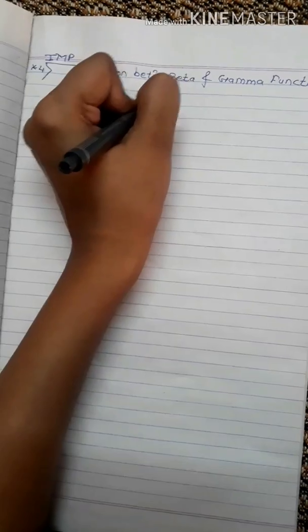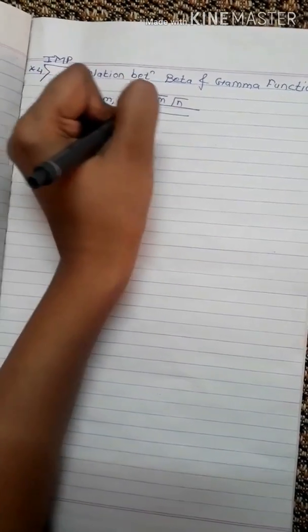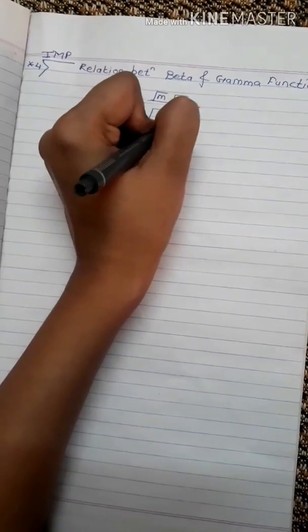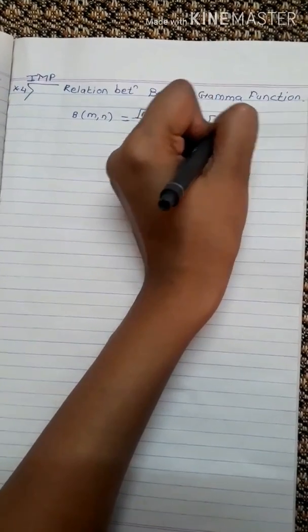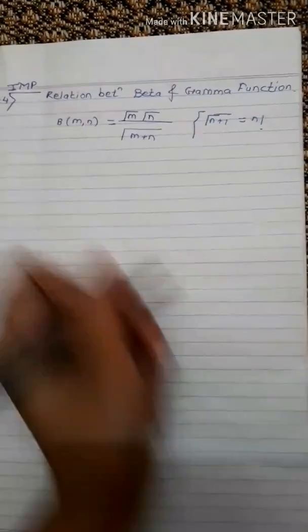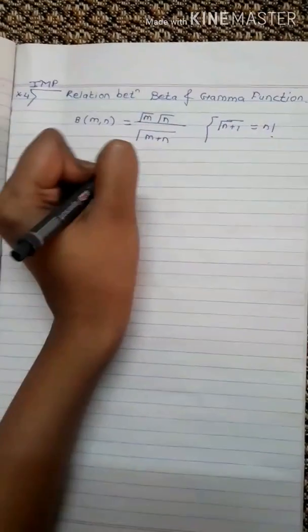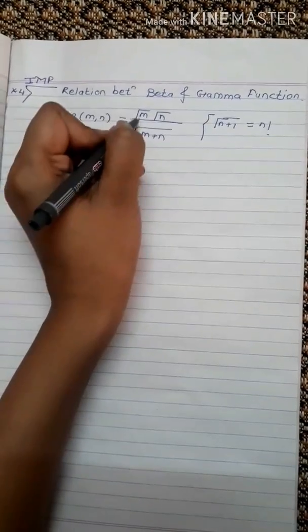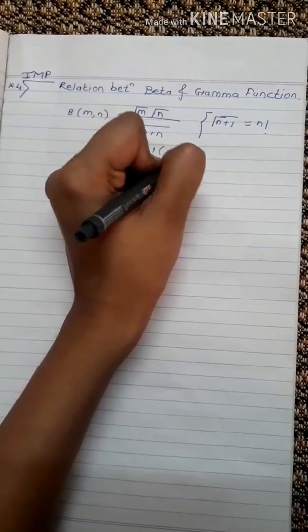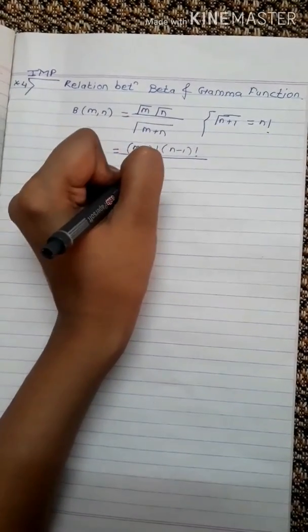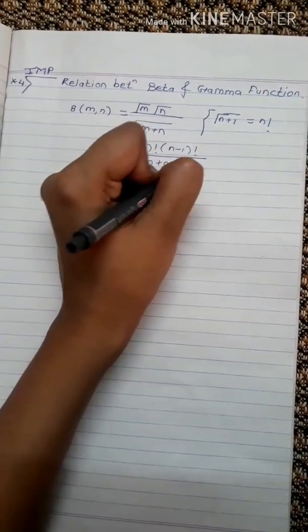This is given by gamma of m into gamma of n divided by gamma of m plus n. I hope everyone remembers the definition for gamma function. Gamma of n plus 1 is given by n factorial, right? Please recall that. So this is nothing but m minus 1 factorial into n minus 1 factorial divided by m plus n minus 1 factorial.